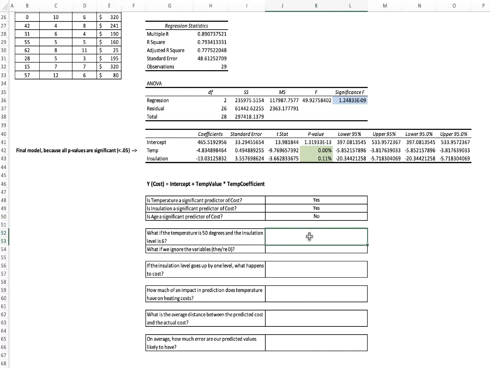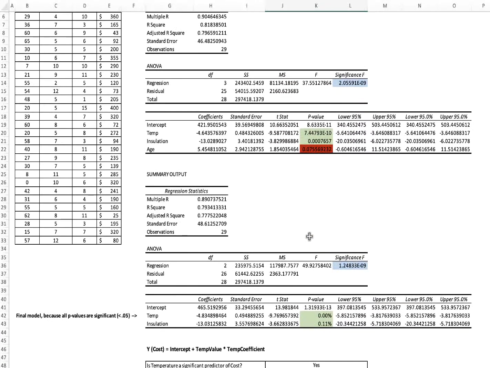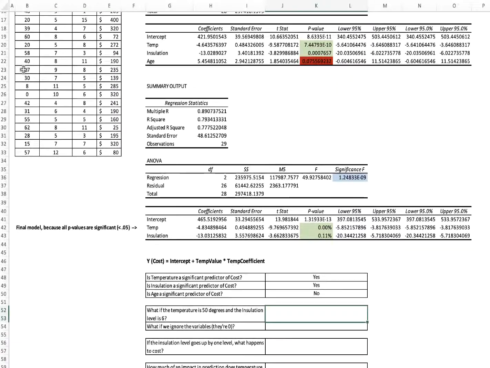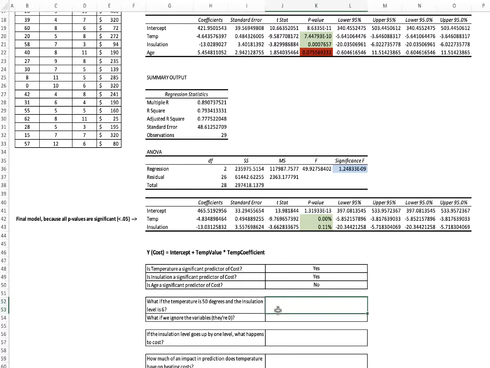All right, so what if the temperature is 50 degrees and the insulation level is 6? Remember, that's the point of doing all of this, is to take the information you have and try to make future predictions. Well, I can't make a nice scatter plot because it would plot the lines as individual series. And really, we want to see how temperature and insulation together impact cost. Can we use those variables together and predict what the costs are going to be? Well, we can, but it's just not that easy to graph.